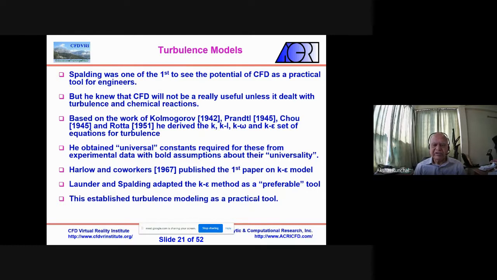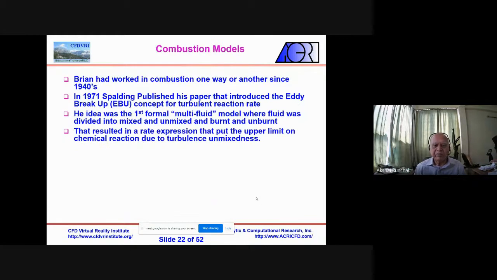Based on this work, he started working on turbulence, and we started borrowing from the work of Kolmogorov, Prandtl, Chou, and Rotta, and a number of models were tried by different students of Spalding's and Launder's group. And we already had the universal constant that Spalding had derived from his universal theory days. So Harlow published a paper on the K-epsilon model, and Launder and Spalding decided that this was the preferred tool, and turbulence became a problem that was won.